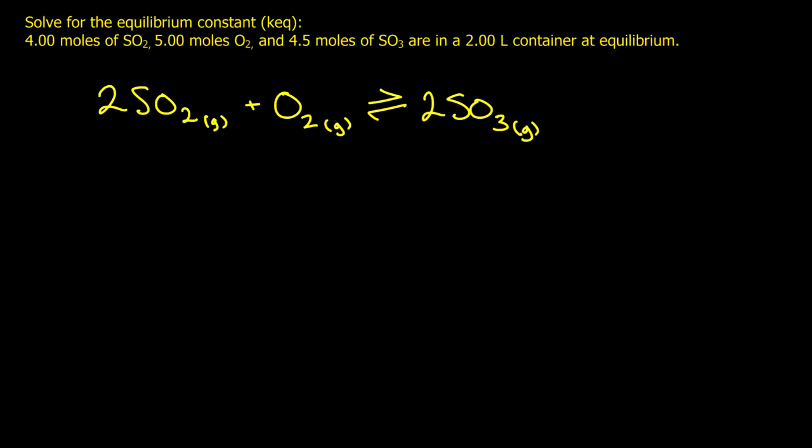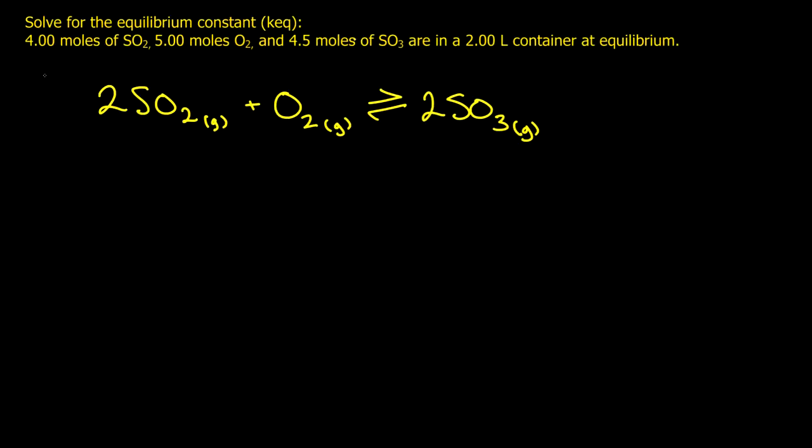So now that we know our formula, we can start solving for unknown information. This first problem wants us to solve for the equilibrium constant, or the KEQ, or just K, of the following reaction. If we've got 4 moles of SO2, 5 moles of O2, and 4.5 moles of SO3 in a 2-liter container at equilibrium. So we're looking for the equilibrium constant, and we have equilibrium concentrations.